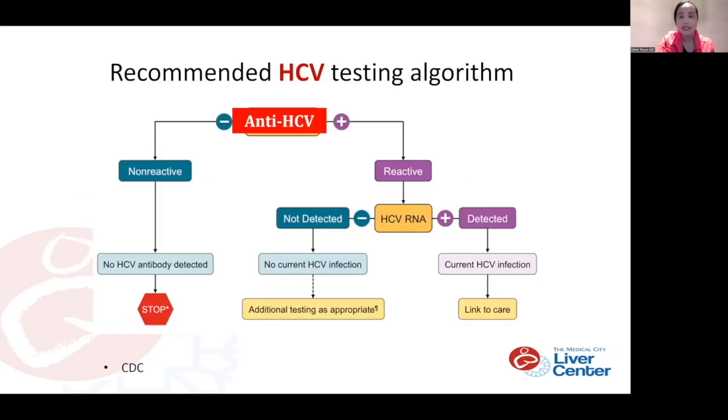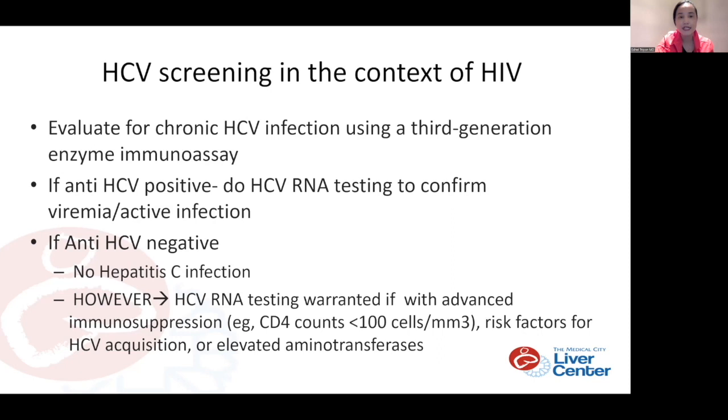So this is the general hepatitis C testing algorithm. It's quite simple. If your anti-HCV or screening test is positive or reactive, you do an RNA to confirm viremia, and that confirms active or current hepatitis C infection. If your anti-HCV is positive, but your RNA is not detected, then this might mean a past infection and no current infection. However, some caveats of HCV screening in the context of HIV: it'll be good to use a third generation enzyme immunoassay for HCV infection. So ideally a titer test. If anti-HCV turns out to be reactive or positive, you do RNA testing to confirm viremia or infection. And in general, that's all you need.